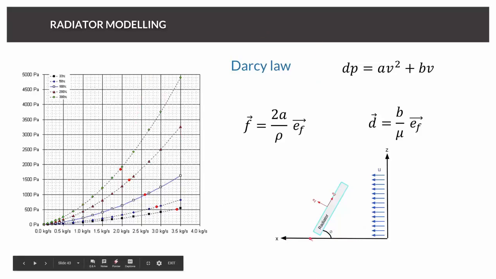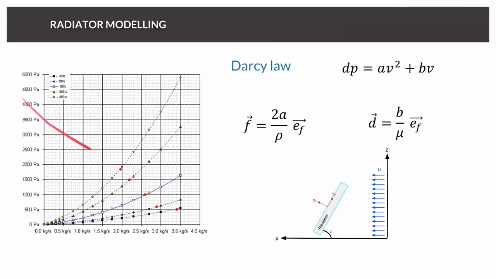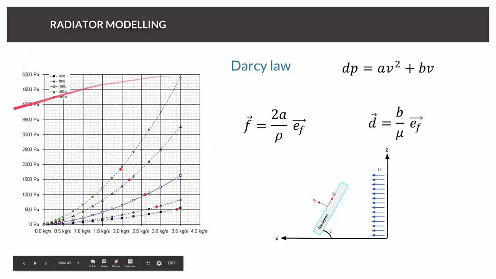And the great thing is that later we don't need to create any additional mesh. We will just create a standard mesh, define all the cells inside the cell zone as a porous medium, and then they will act like a radiator. On the left side you can see the visualization of Darcy's law for a race car radiator. You can see for different mass flow rates how big the pressure drop is.